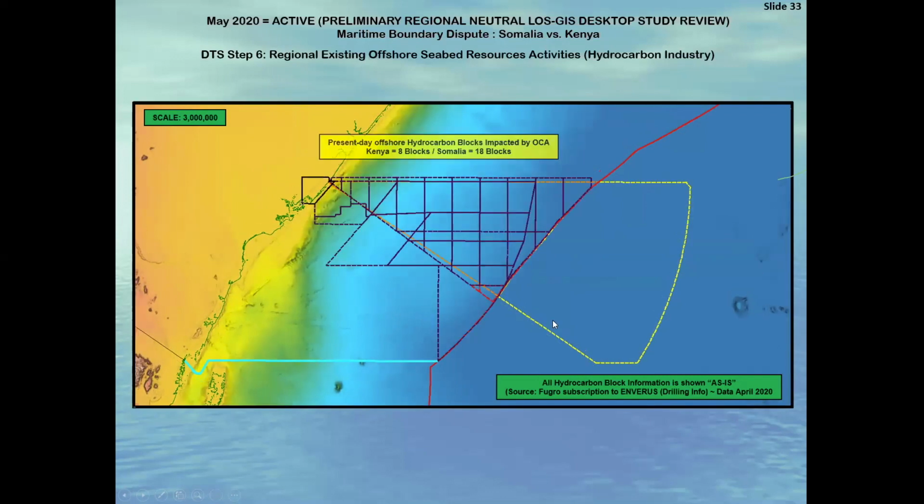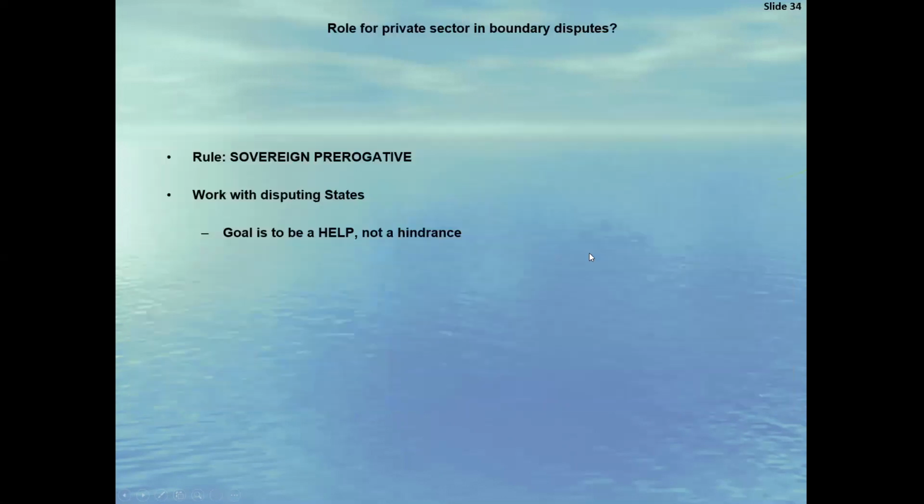And what this finally all summarizes is present day offshore hydrocarbon blocks impacted by the overlapping claims area dispute. Kenya has 8 and Somalia has 18 in this figure.